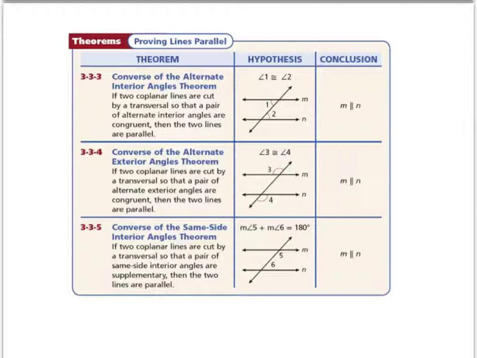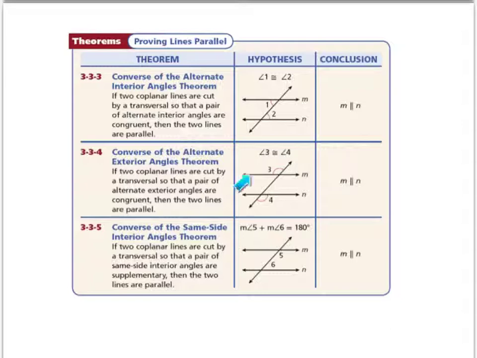Okay, so like I said before, there were 4, so here's the other 3. We have, of course, the converse of the alternate interior angle theorem, the alternate exterior angle theorem, and the same side interior angle theorem. The converse of the alternate interior angle theorem says if you've got two lines cut by a transversal and the alternate interior angles are congruent to each other, that makes these lines parallel.